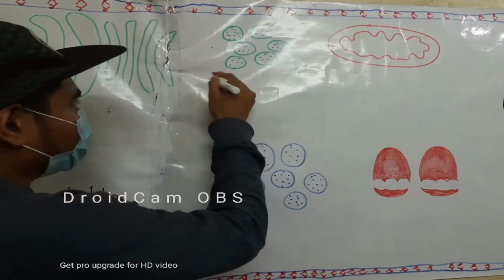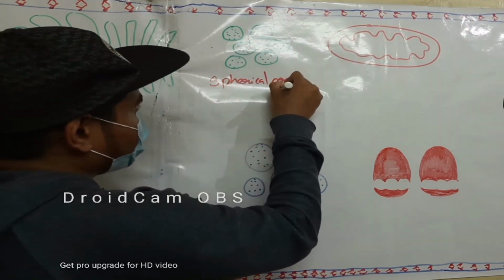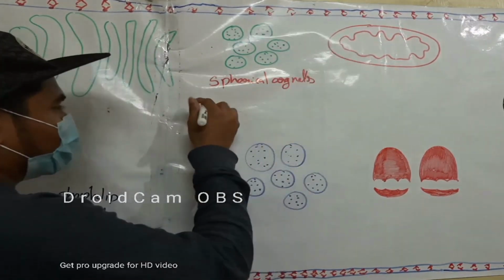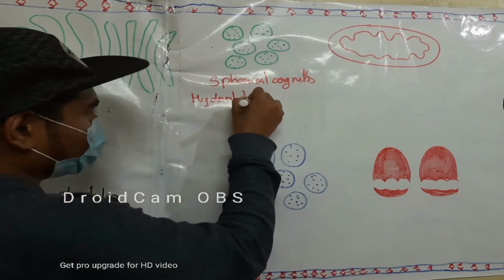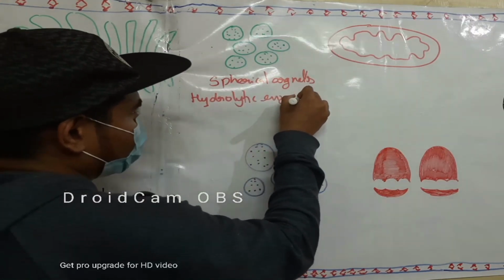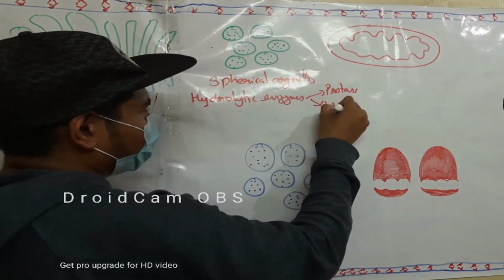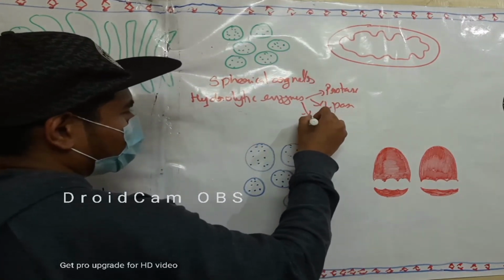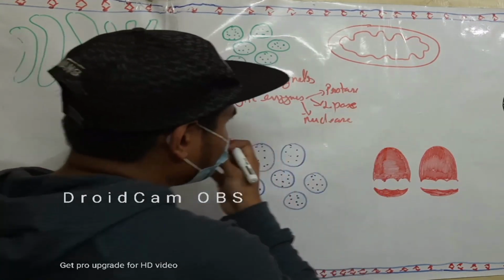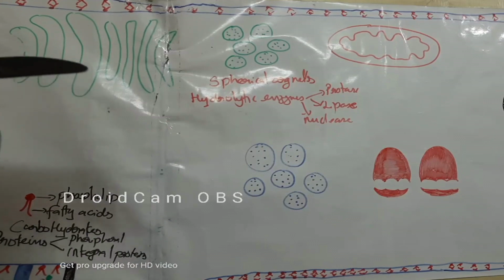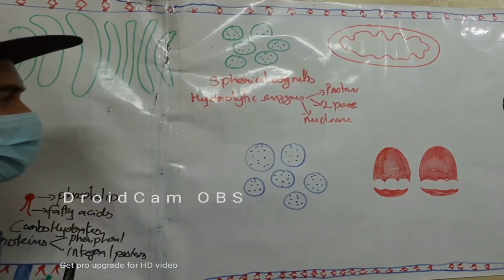These are the lysosomes. These are spherical organelles. They contain many hydrolytic enzymes. These enzymes may be protease, lipase, nuclease. Proteases are enzymes that break down proteins, whereas lipases are enzymes that break down lipids, and nucleases are those which break down nucleic acids.